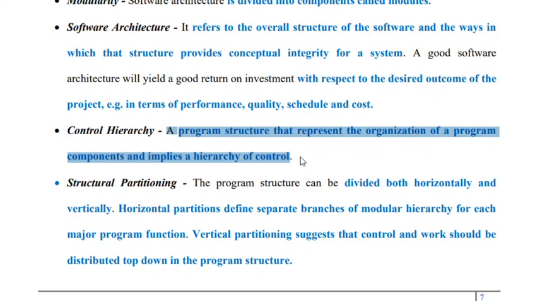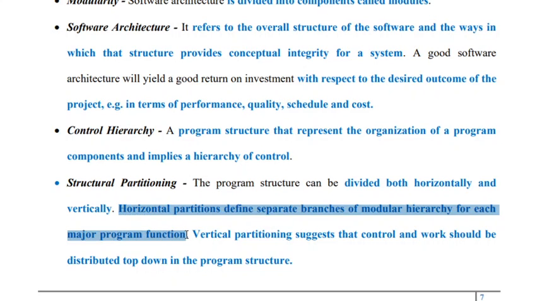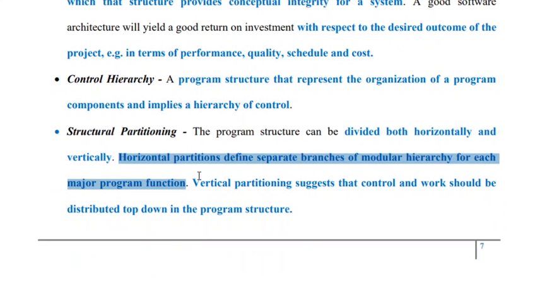Now, structural partitioning. Structural partitioning basically refers to a mechanism of horizontally and vertically partitioning the program structure. Horizontal partition defines the branches of the modular hierarchy for each of the major program functions, whereas vertical partition suggests the control and the work. Control and the control flow and the work should be distributed in the program structure. So there can be different ways of partitioning a program. We can have depth of control and width of control, as I've already said in case of control hierarchy. So horizontal partitioning and vertical partitioning are basically capable of representing the width of control as well as depth of control for all the major functionalities.